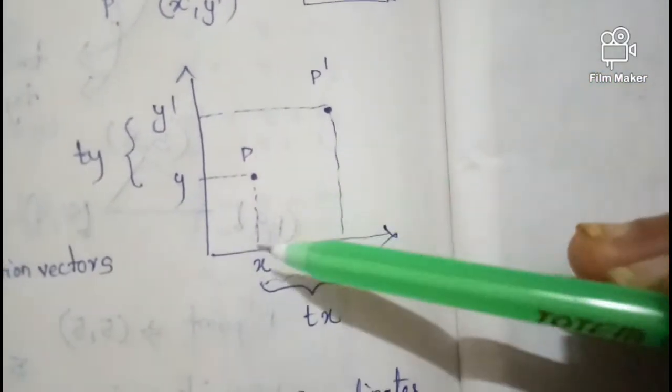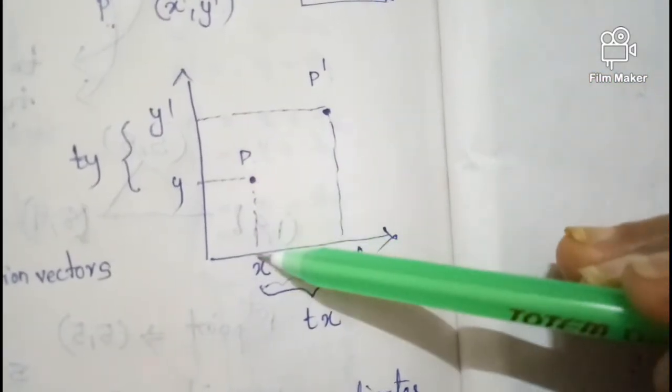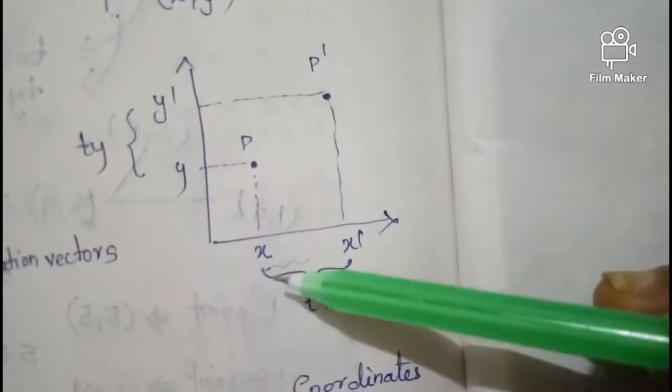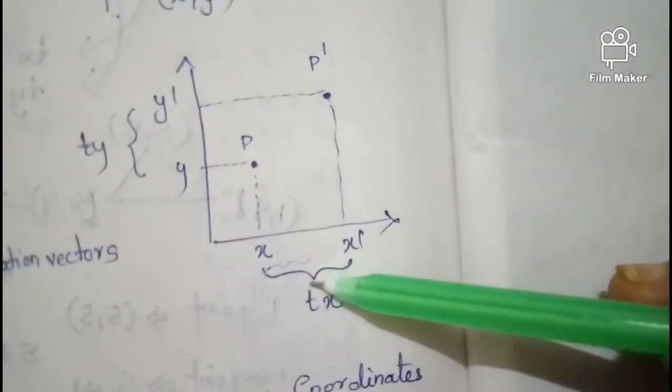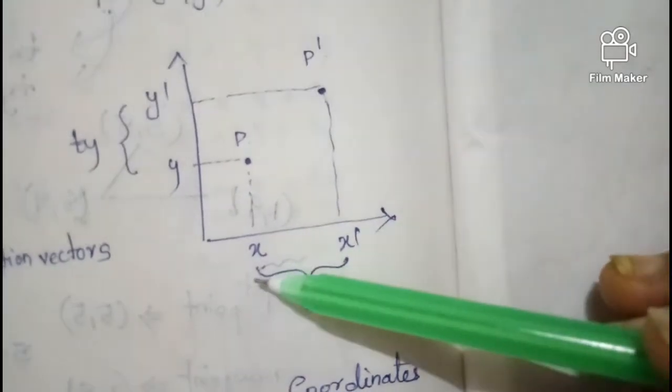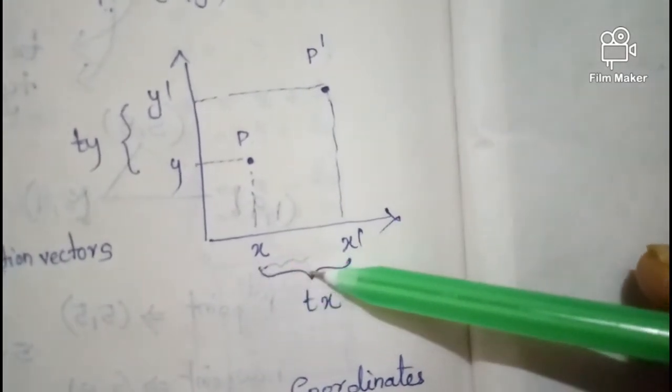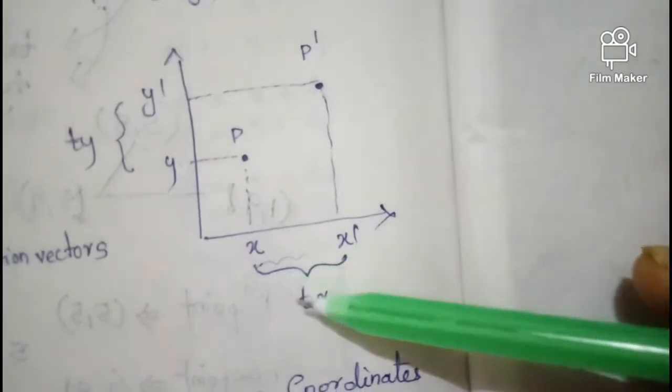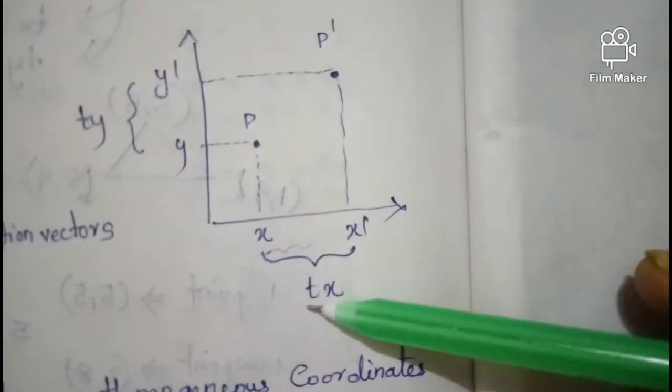Clear? Now from this initial position, x moved from x to x dash. So the distance traveled is represented as tx.